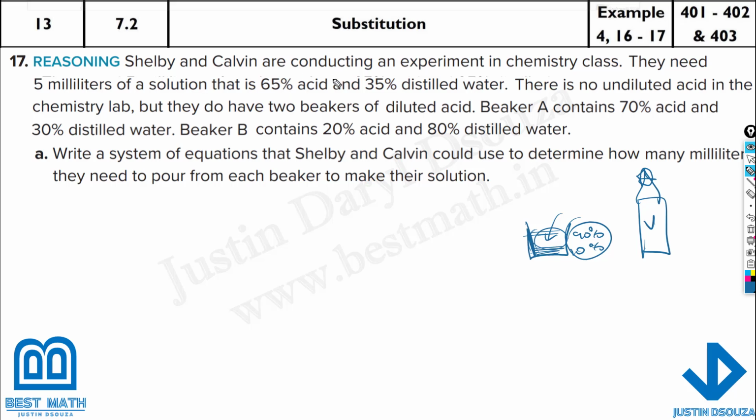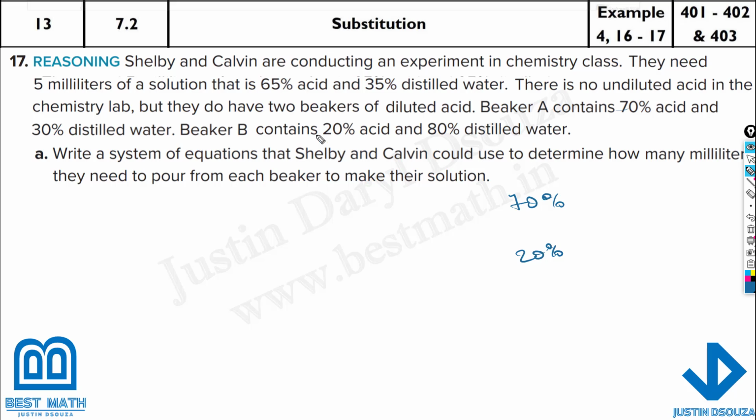Similarly, for this particular solution, they want 65% of the acid. Imagine this one is required at 65% and water is just 35%. So that is the solution they want. There is no undiluted acid in the chemistry lab, but they have 2 beakers of diluted acid. They have only 2 beakers with some dilution. See over here, beaker A is 70% acid, and beaker B is only 20% acid. So if 70% is acid, how much will be the water? Remaining 30%.